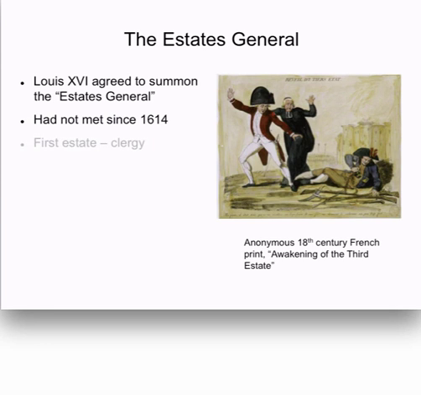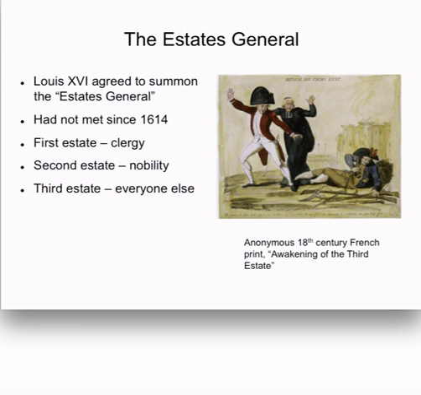Now, a little bit about how the Estates General was organized. It was called the Estates General because it was believed there were 3 estates of the realm, and each estate met separately. The first estate consisted of clergy, that is, Catholic priests and other Catholics who were in holy orders and working for the church.